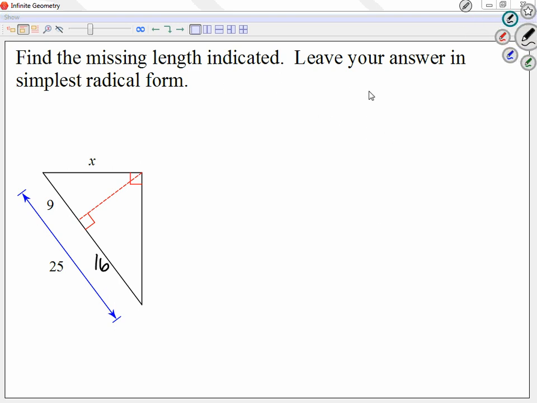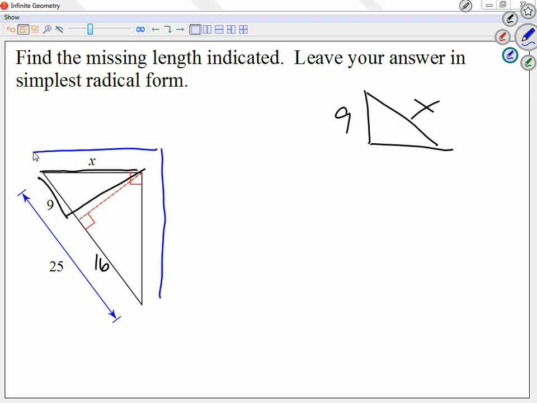So the first triangle I'm going to use is the little triangle. The short side is 9. The hypotenuse is x. So there's 9, and there is x. Another triangle I'm going to use, remember, looking for a triangle where you know two sides, I'm going to use the big triangle, because the short side is x and the hypotenuse is 25.